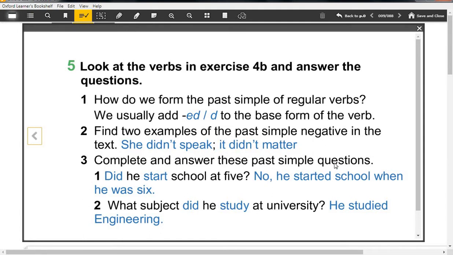Complete and answer these past simple questions. For example, did he start school at 5? No, he started school when he was 6. 2. What subject did he study at university? He studied engineering.